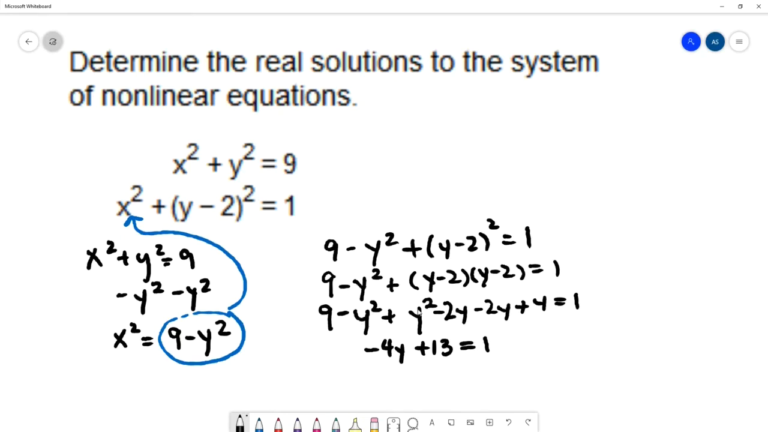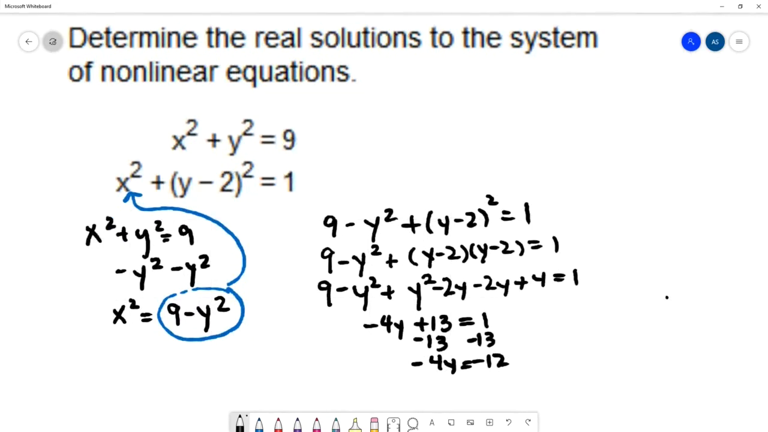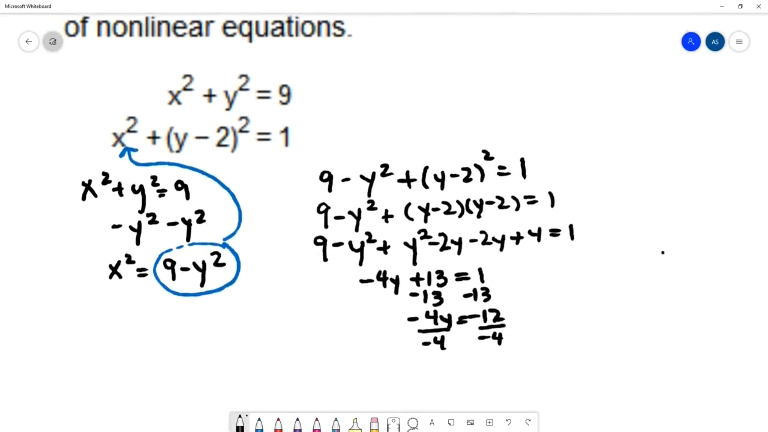Now that the squares have canceled out, I have a linear equation, and I want to solve for y. I'll subtract 13. That's negative 4y equals negative 12. I'll divide both sides by negative 4 to get y equals 3. Then let's substitute that y back in to get the other variable, x.